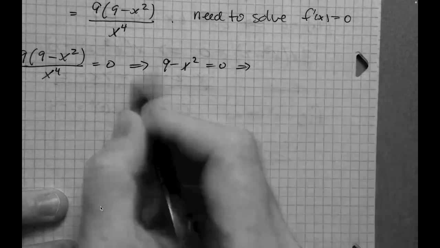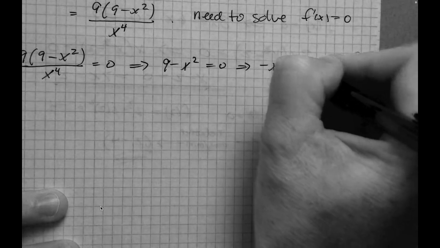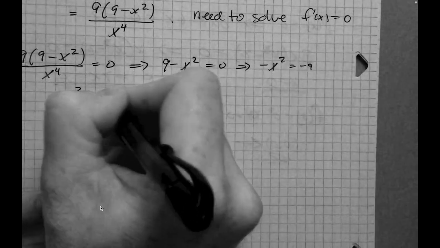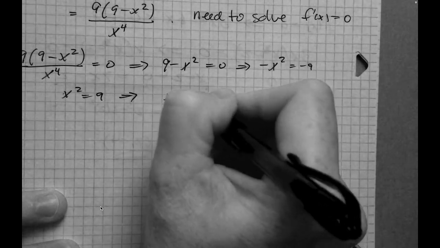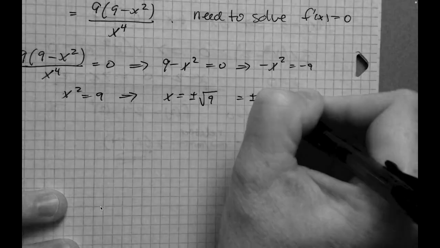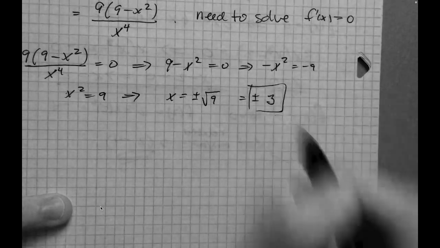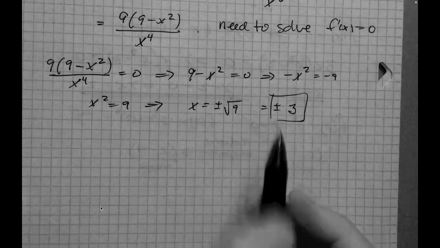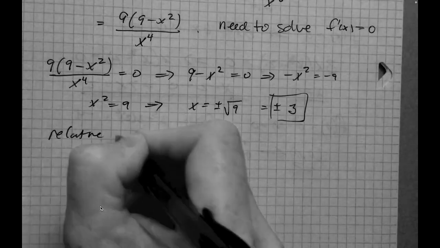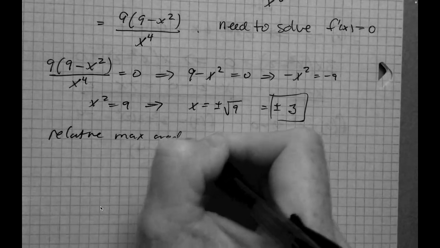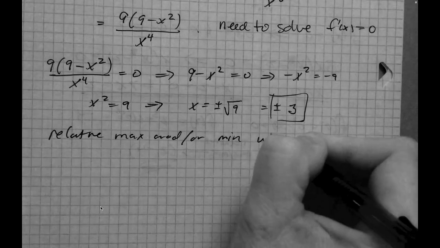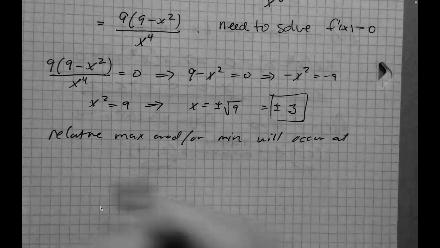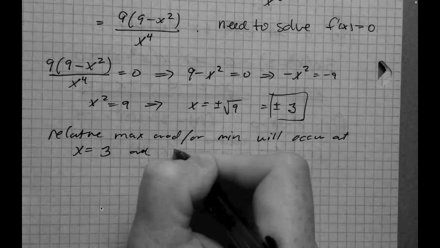And so you can do a little algebra to see that this is negative x squared equals negative 9. So x squared equals 9. And so x equals plus or minus the square root of 9, which is plus or minus 3. Okay, so when we set the derivative of f, when we set f prime equal to 0, and we solve for x to find the roots of the derivative, this indicates that relative max and or min will occur at x equals 3 and x equals negative 3.